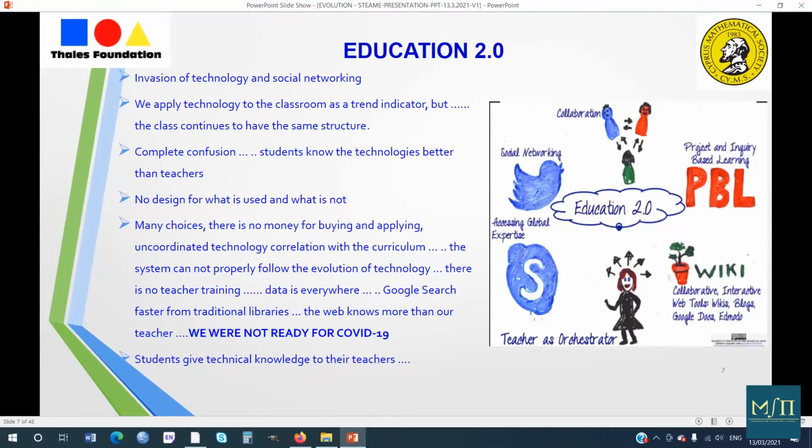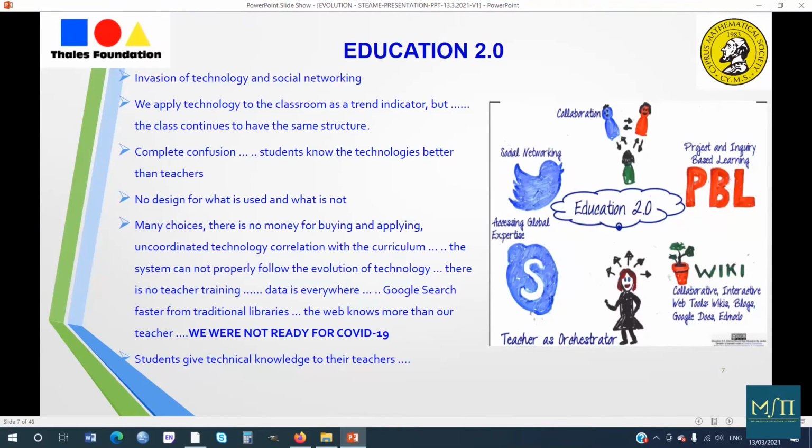Uncoordinated technology correlation with the curriculum. So we have curriculum, but we don't have a clear connection between curriculum and technology. The system cannot properly follow the evolution of technology. Technology is developing faster than the use of technology. There is not enough teacher training, and there is no time to train teachers, so the teachers have to be able to adapt by themselves.